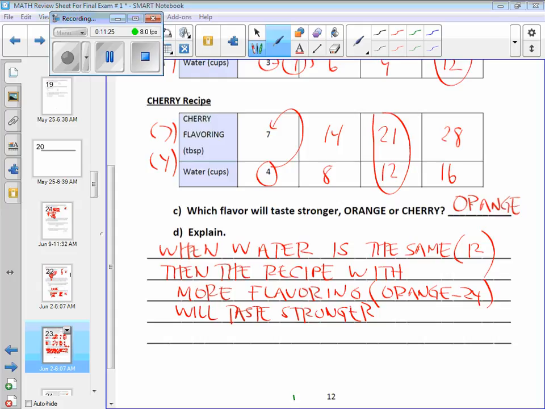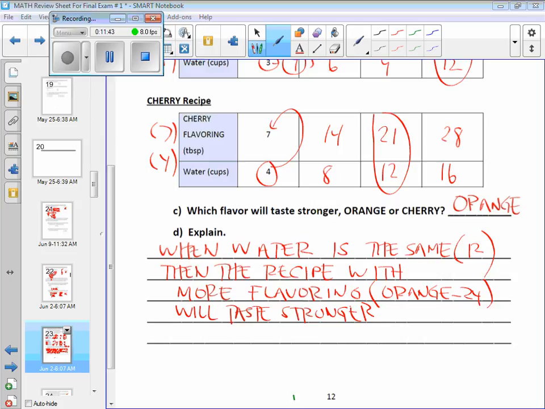All right, write this down if you don't have it. So again, I'm just stressing to you that when you do this, you have to make mention not only about which has more flavoring, but that which has more flavoring when the water amounts are the same. So you got to mention water and flavoring to get full credit.